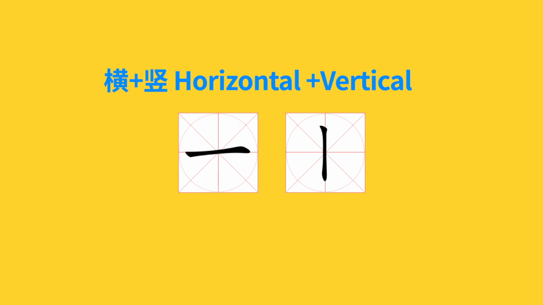Shu or vertical is very simple to write. Pick up your pen, draw a straight line from top to bottom, and this is vertical. However, no Chinese character is made up of only vertical strokes. It must be combined with other strokes to form Chinese characters. Let's practice writing vertical by 6 simple characters.